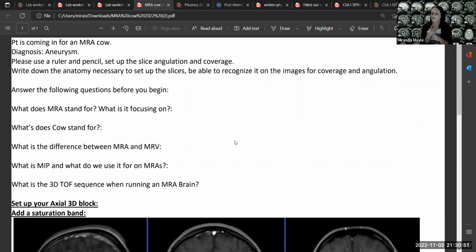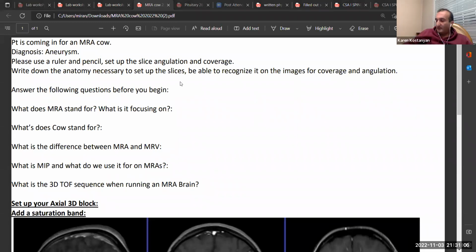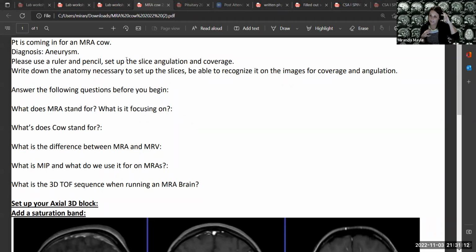Okay, well, remember we have the circle of Willis for imaging, which has blood. But what are these blood vessels that we want to avoid getting any reading from? Veins. Yep, it's the veins. So we're going to put a saturation band superior to the slices because we want to avoid venous contamination from the veins.